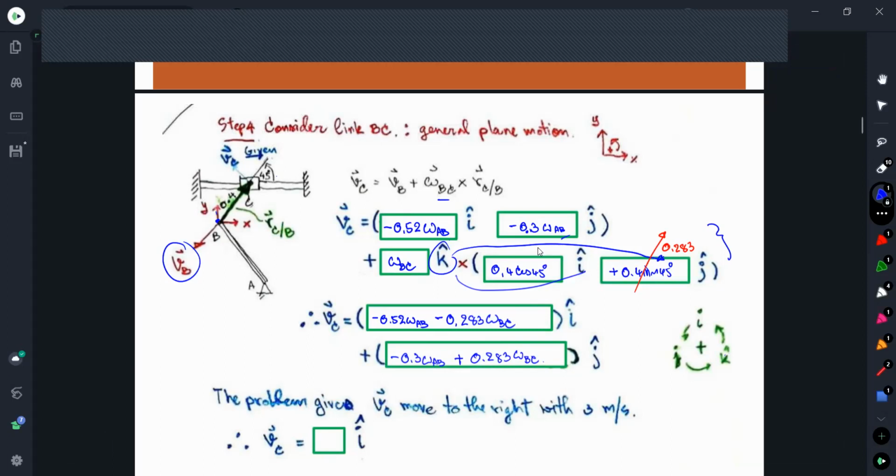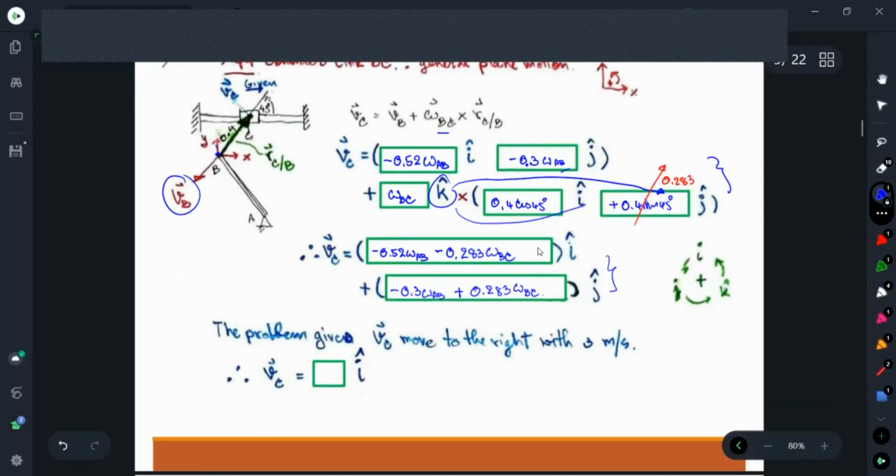But for this case, we already found the velocity of point C, which should be equal to this vector. But from the problem, we know that C is a rectilinear translation. Rectilinear translation can move just to the left and to the right, and the problem gives us that point C is moving to the right at 3 meters per second. So the positive direction to the right means it is positive.